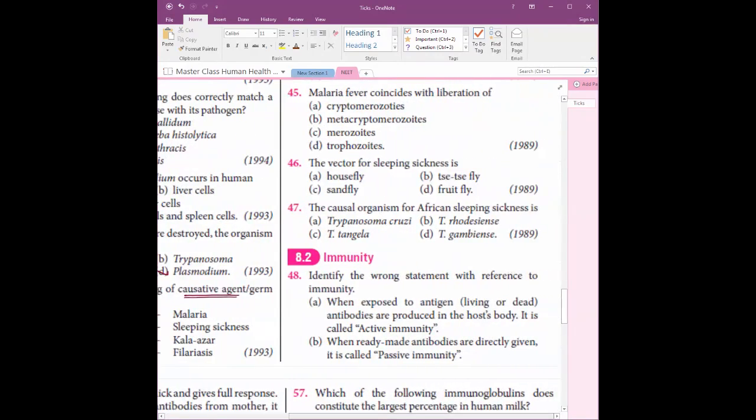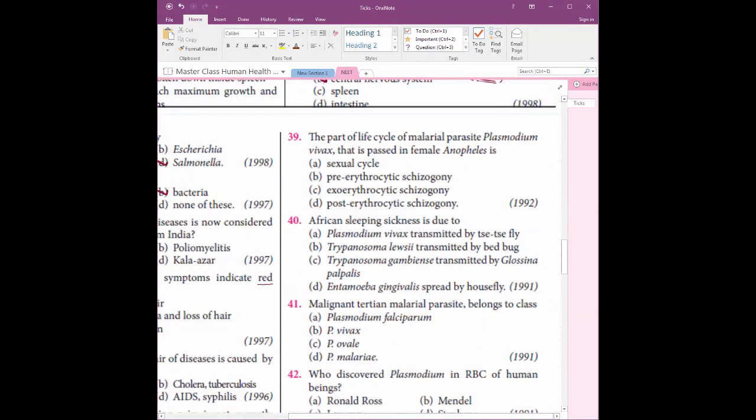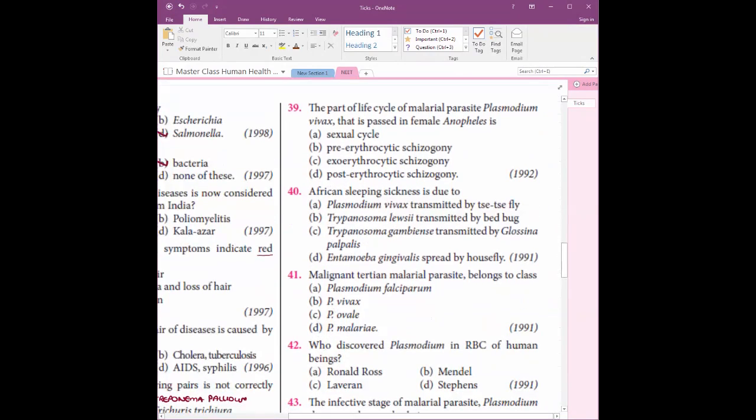Okay, next one. Keep your eyes open. The part of life cycle of malarial parasite Plasmodium vivax that is passed in female Anopheles is: pre-erythrocytic, exoerythrocytic, post-erythrocytic, sexual cycle. What do you think, guys? Yes, actually, Mukta is right. Parnavi is also right.